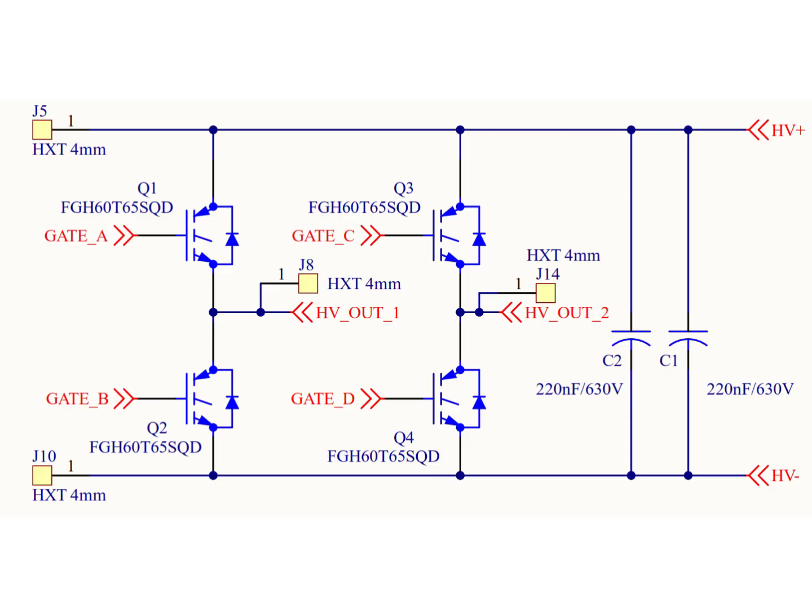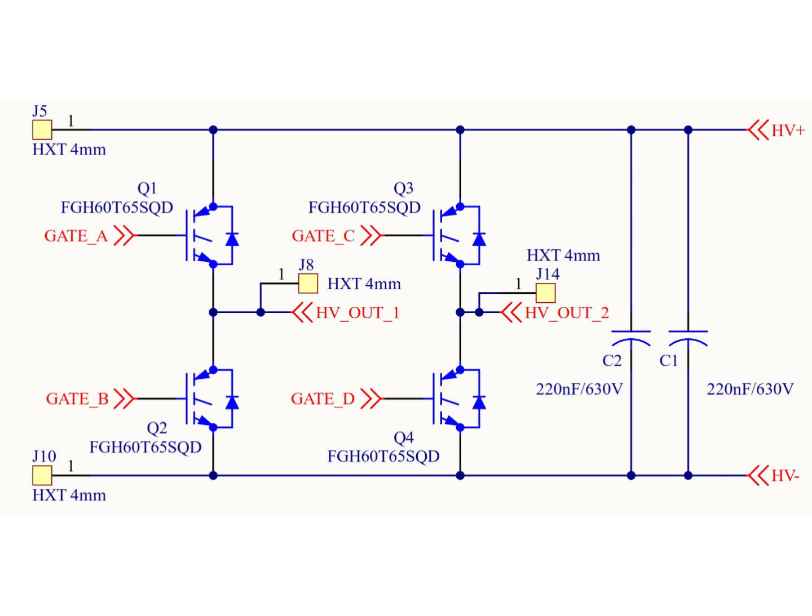Let us now examine the power circuit of the H-bridge inverter shown on the screen. The inverter operates from a 400-volt DC bus, which is applied to the board through connectors J5 and J10. These connectors form the HV+ and HV- rails, supplying energy to the entire power stage. The inverter itself is implemented using a full H-bridge topology, built around 4 IGBTs, labeled Q1 to Q4. The AC output is taken from the midpoints of the two half bridges and brought out through connectors J8 and J14. By appropriately driving the gate signals, an alternating voltage waveform is generated across these output terminals.